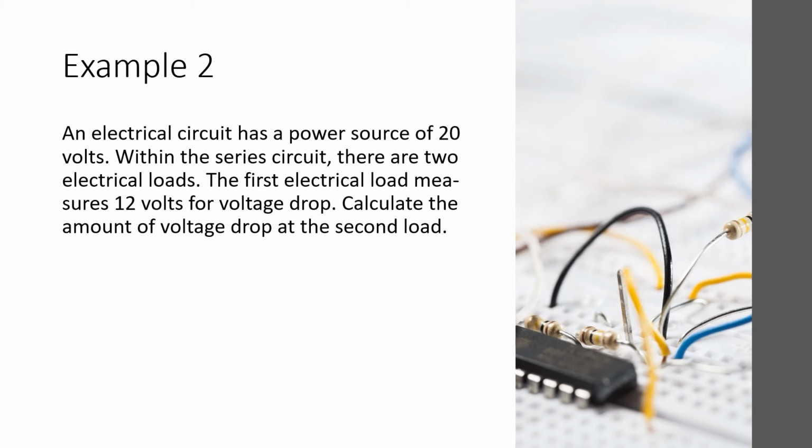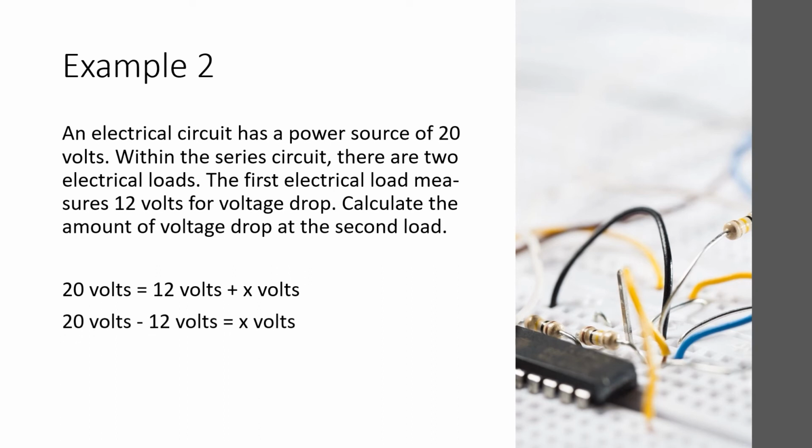On one side of the equal sign, we'll put our source voltage, which we were given in the problem. That's 20 volts. On the other side, we'll put our first electrical load, which we know measures 12 volts. To calculate the second load, we'll put an X and solve. Remember, just like in the review problems before, you want to make sure to get X on its own by subtracting 12 volts from both sides. That leaves us with the answer X equals 8 volts.